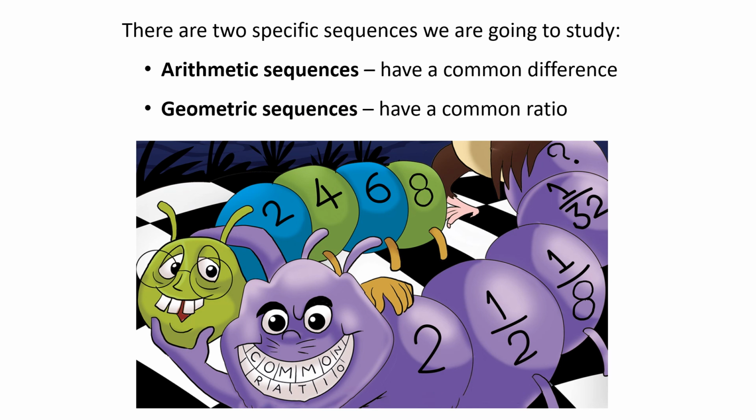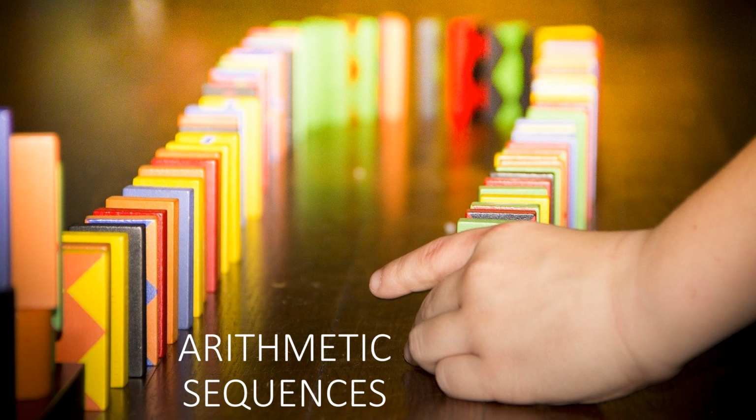Now in this topic, there are two specific sequences that we are going to study. We're going to look at arithmetic sequences, and they have a common difference. That means they go up or down by the same amount each time. Like this one, 2, 4, 6, 8 goes up by 2 each time. And the second type of sequence is a geometric sequence. They have a common ratio, which means we multiply by the same amount each time. And this one here, we're multiplying by half. And in the next video, we're going to look at arithmetic sequences.